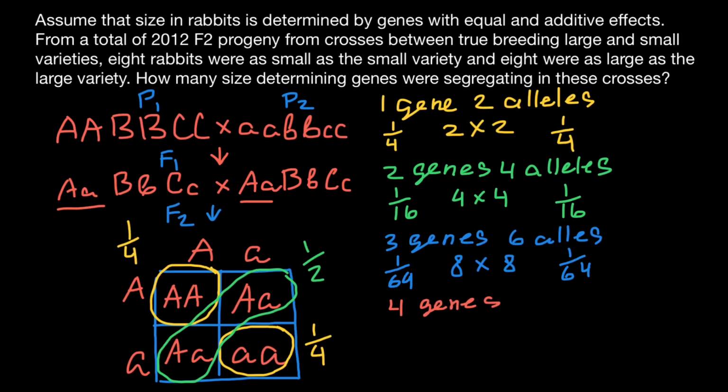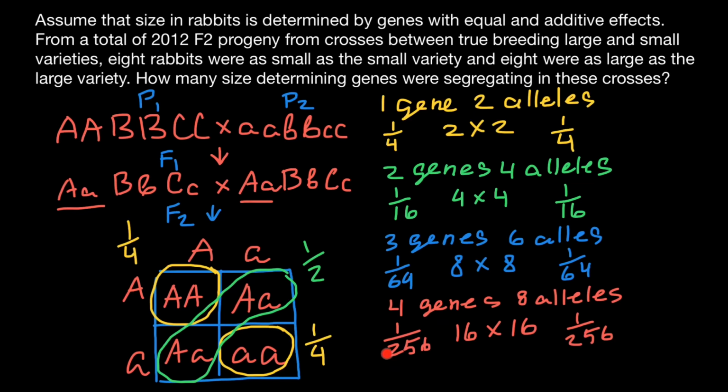Now let's take a model with 4 genes, and this time we are going to have 8 alleles, and our Punnett square is going to be 16 by 16 cells. And the extreme phenotypes are going to be 1/256, and extremely small would be 1/256. So this is the 4 genes and 8 alleles model which produces such phenotypes.